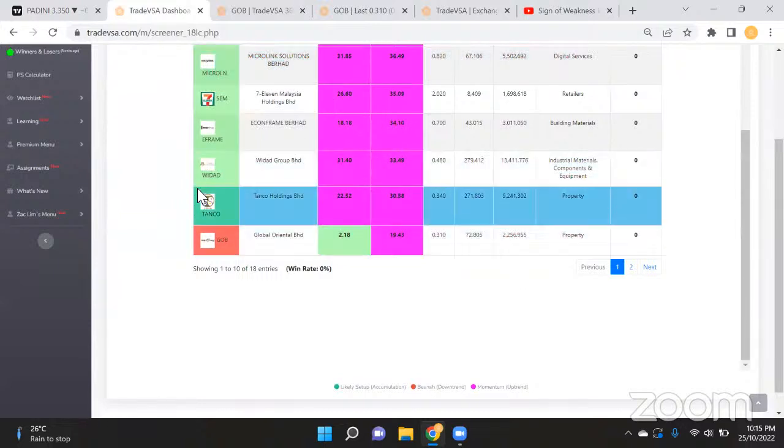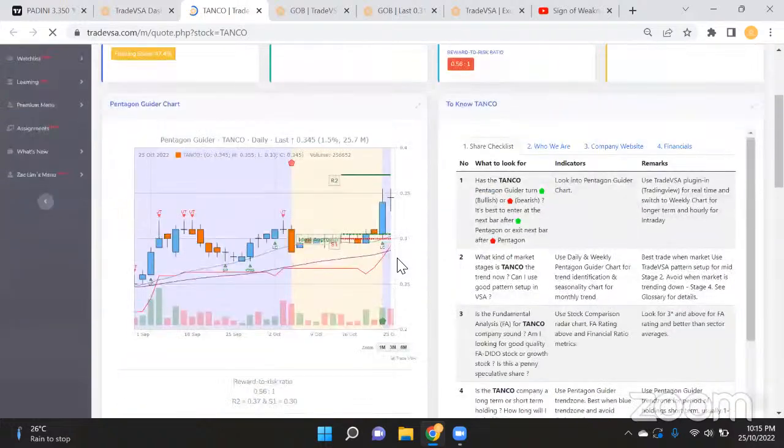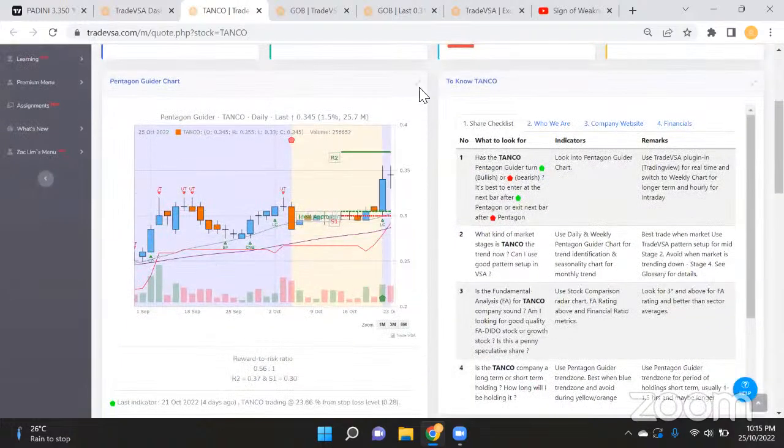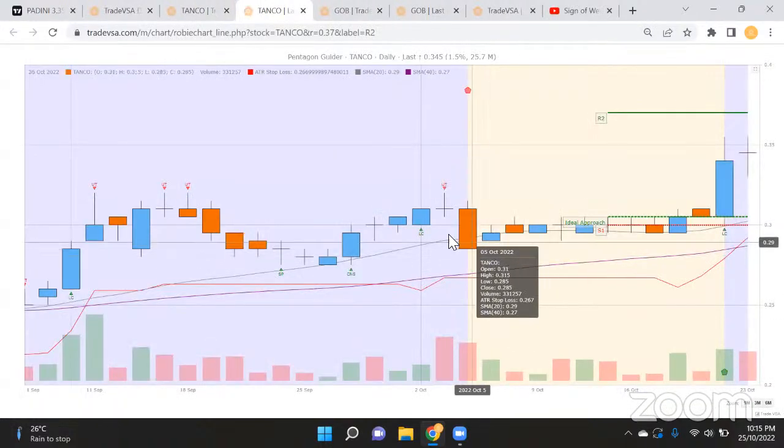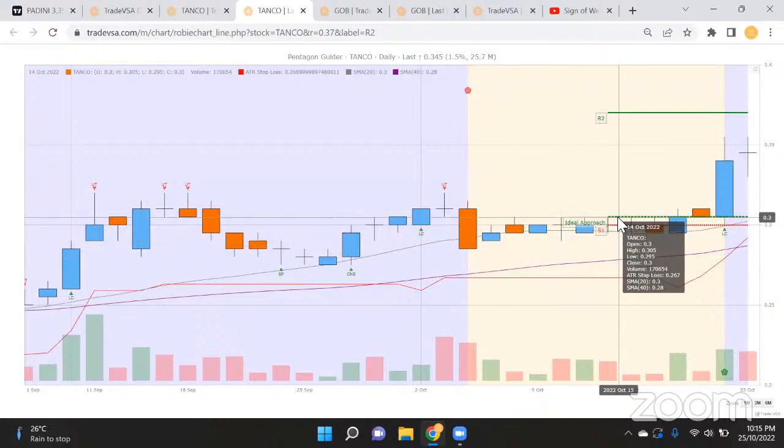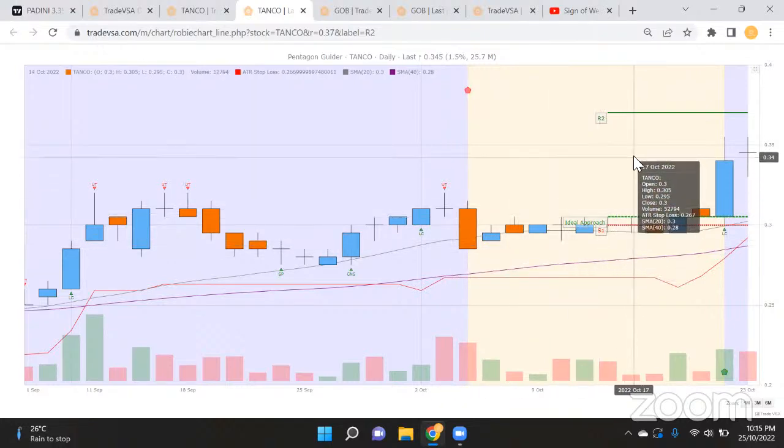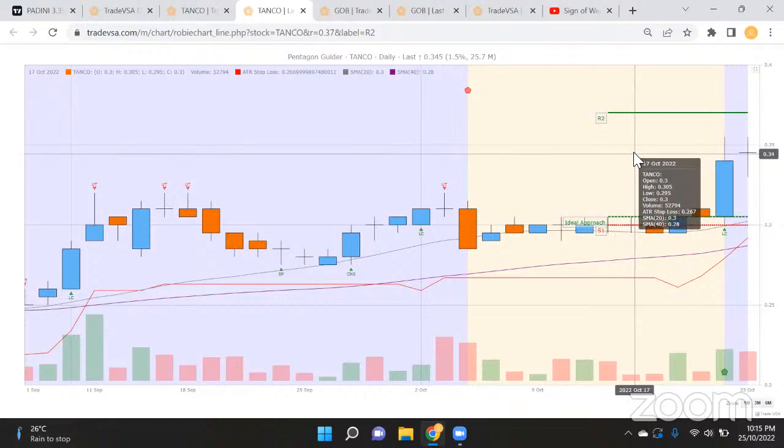All right, so let's try, I think Danko also the other day made a follow through, breaking above the resistance. Okay, volume today is a bit high, right? So again, just click here. Ideal approach is around 30 cents. Okay, currently I think the closing is around 35 cents, right?